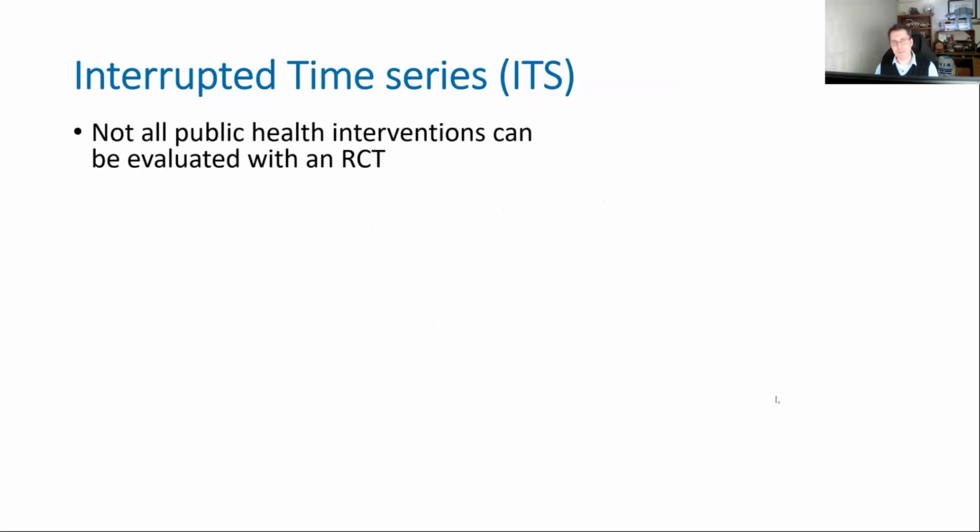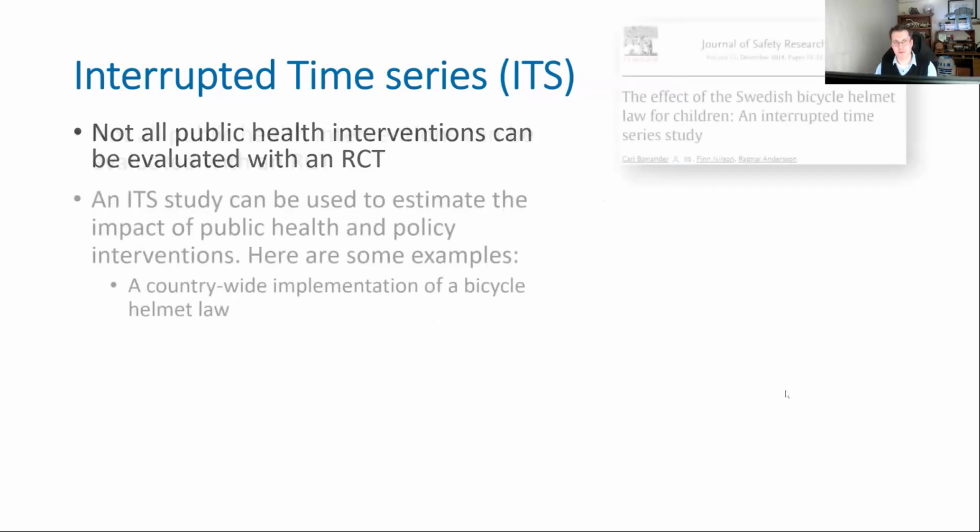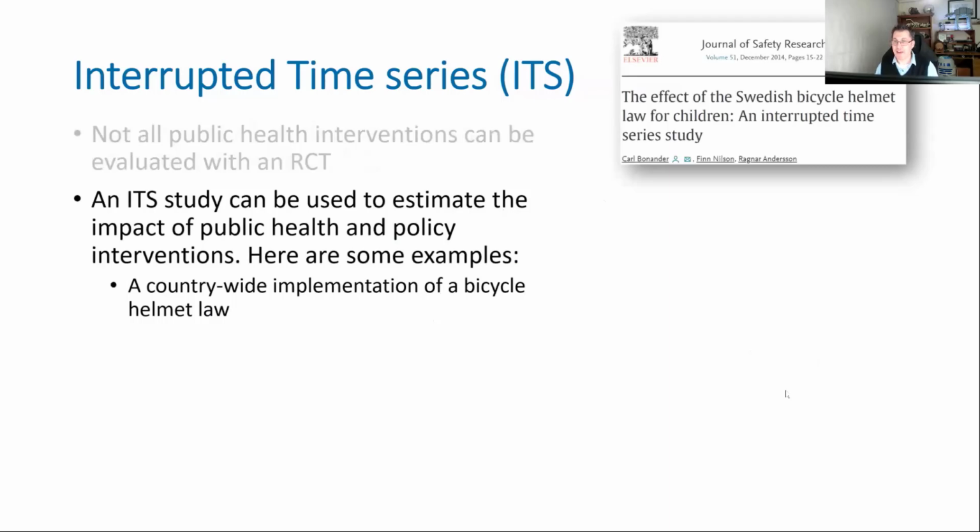So not all public health interventions can be evaluated with a randomized controlled trial. Interrupted time series studies are particularly useful in situations where it's impossible or unethical to separate groups. Here's an example of a country-wide interrupted time series study looking at the effect of bicycle helmet laws for children. Obviously, we can't separate the children to not wear helmets on one half of the country and wear helmets on the other half of the country.